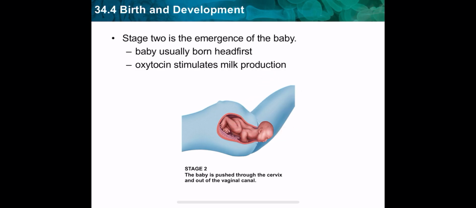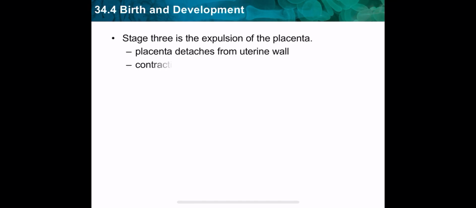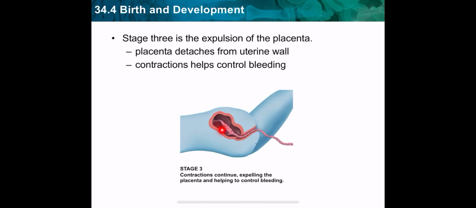Okay, after moving out of the baby, what will happen? As you know, the placenta is still inside. What's the placenta? The placenta is the organ that connects the baby to the uterus, and it's connected to the walls of the uterus. The contractions will continue after passing of the baby to push the placenta out. And after that, the contraction also will help to control bleeding, to stop bleeding. So the placenta detaches from the uterine wall. This is the third stage.